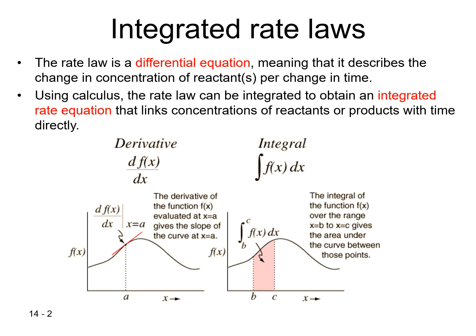So we have learned about differential rate laws, or generically speaking, rate laws. Those are differential equations, so basically they describe the change in concentration over a certain amount of time. Using calculus, we can integrate the rate law and obtain an integrated rate equation, and this allows us to do the math in terms of how much reactant is used up or how much product is made in a certain amount of time.